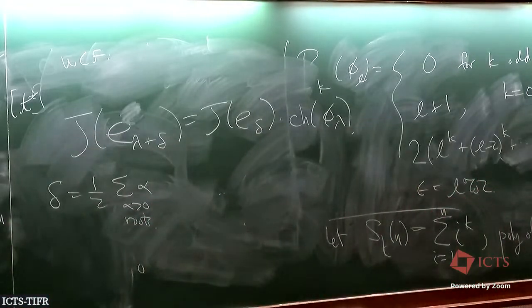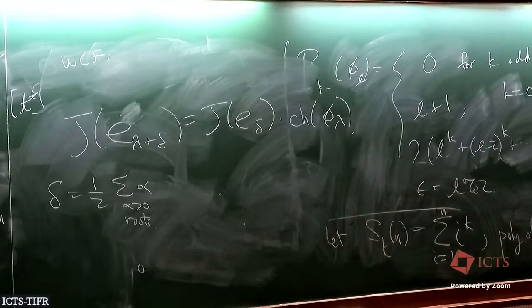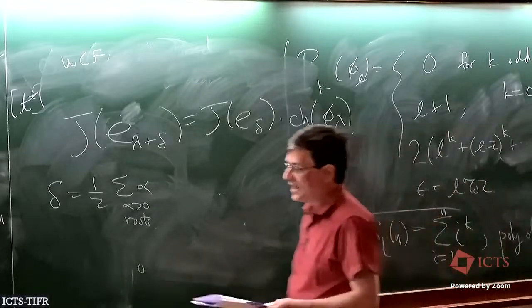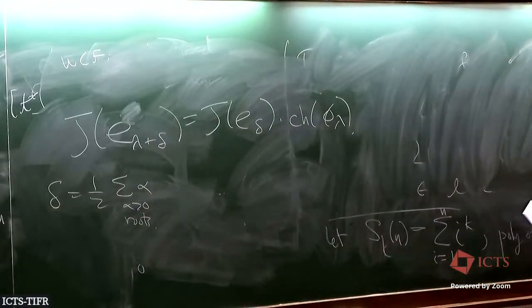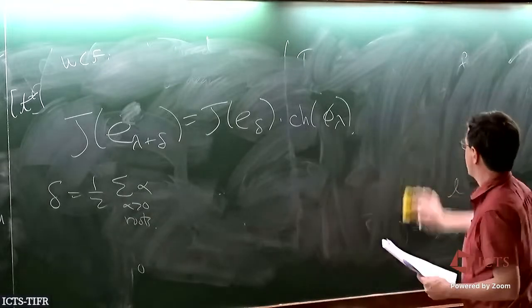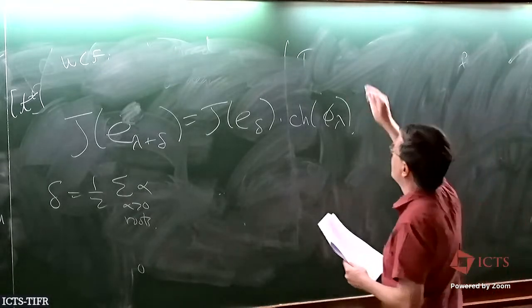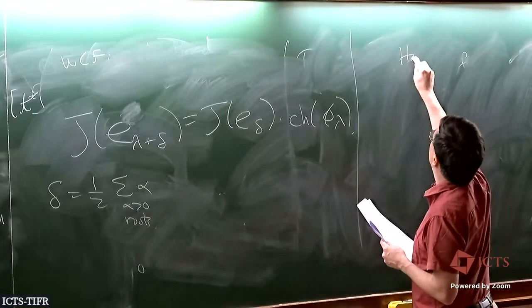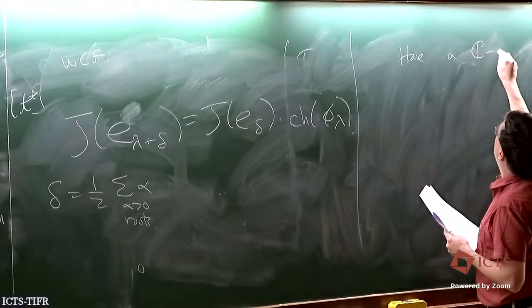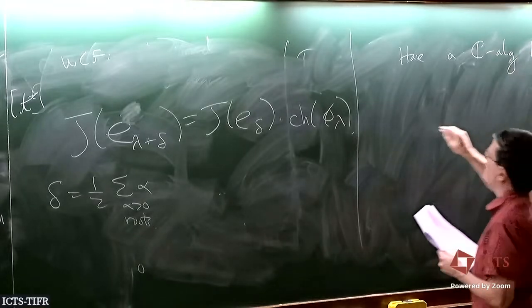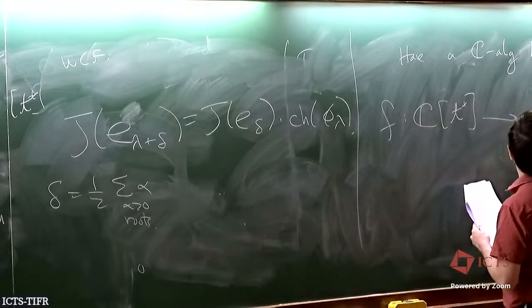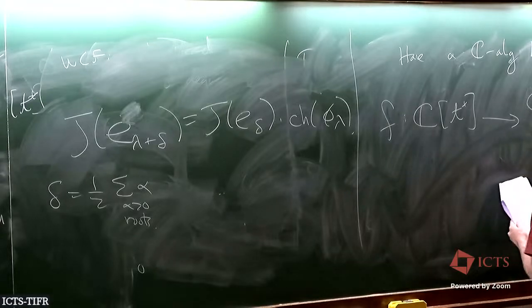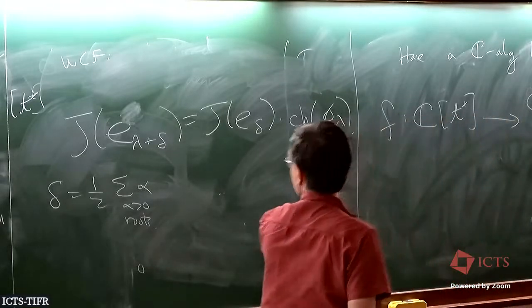So what am I going to do? I'm going to take this formula and apply a homomorphism to it. You have a C-algebra homomorphism, which I'll just call F. This is my group algebra, with multiplication like that.